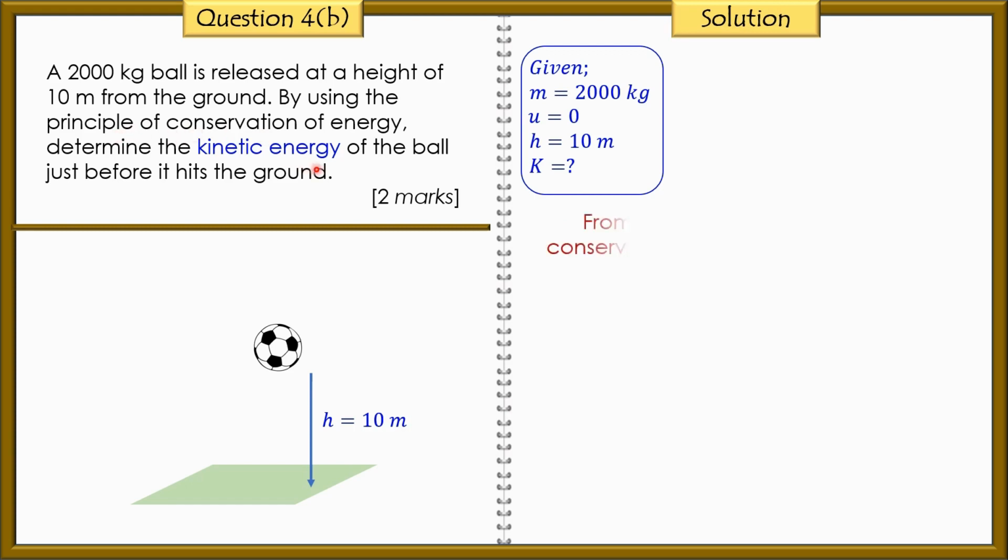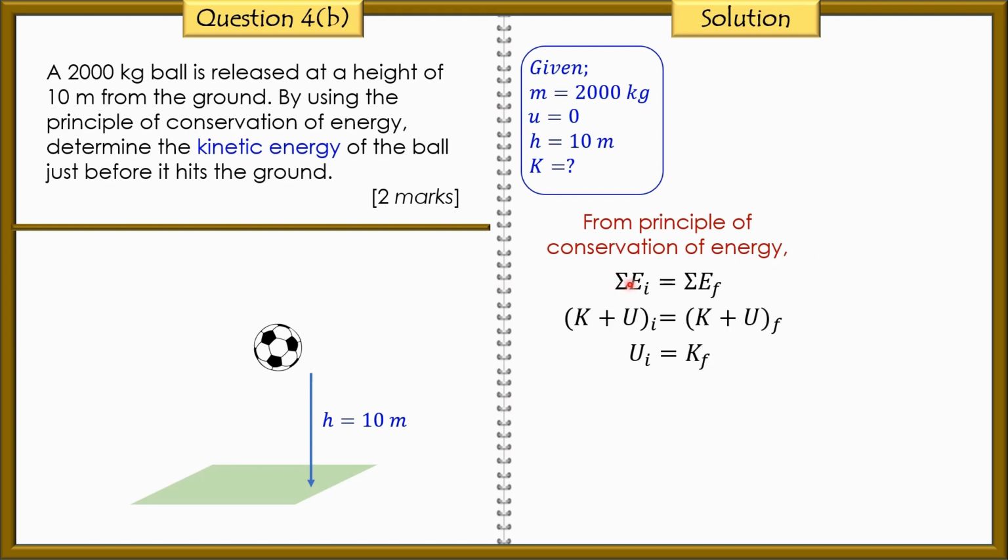Secondly, referring to the question, we need to use the principle of conservation of energy. Because of that, our solution will start with the principle of conservation of energy, where total initial energy is equal to total final energy. Initially, the ball has potential energy U, and finally before it hits the ground, the potential energy changes to kinetic energy. Because of that, the kinetic energy is equal to mgh, and when you substitute, you will get that the kinetic energy of the ball before it hits the ground is equal to 1.96 times 10 to the power of 5 joule.